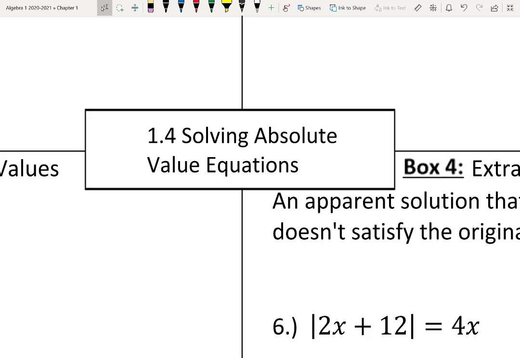Alright guys, today we are talking about 1.4, which is all about solving absolute value equations. It's going to be a little bit different than the first three sections of this chapter. Obviously we're introducing this new type of equation. The good news is that we're still using those same inverse operations and methods to isolate our variable once we get through that kind of new aspect of absolute values.